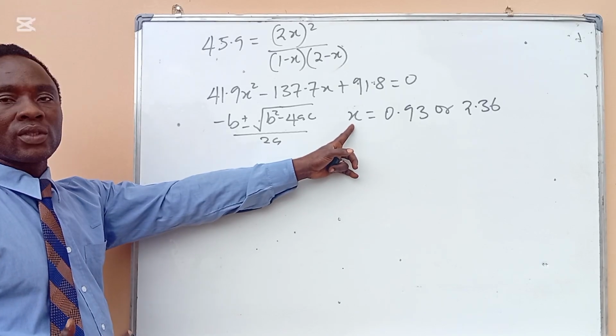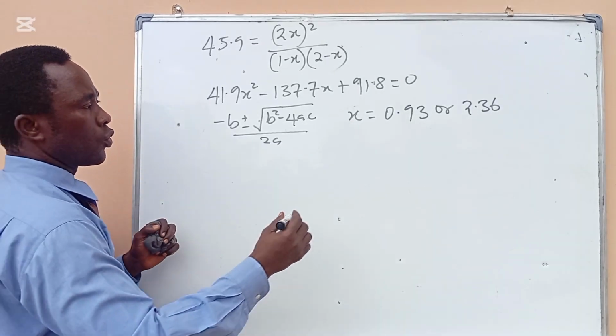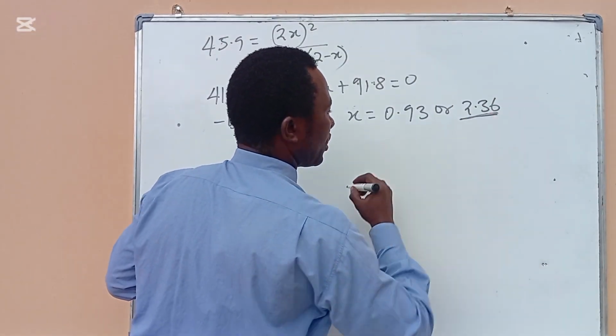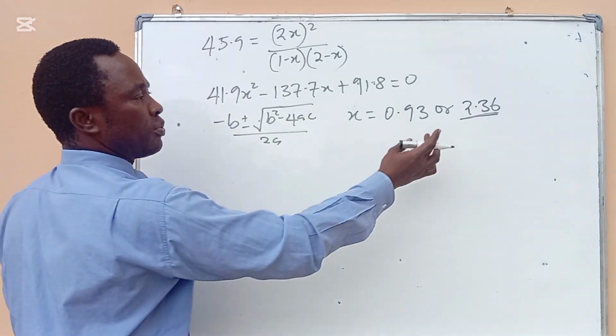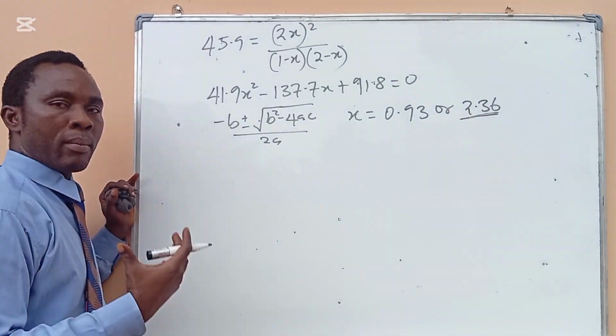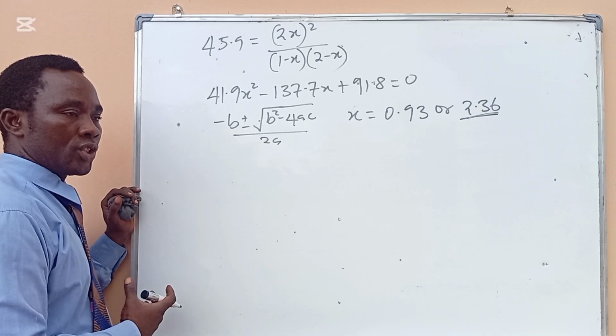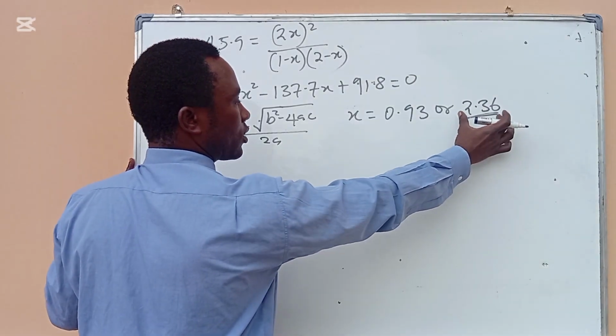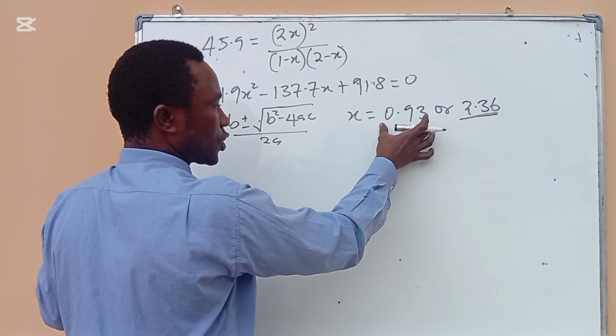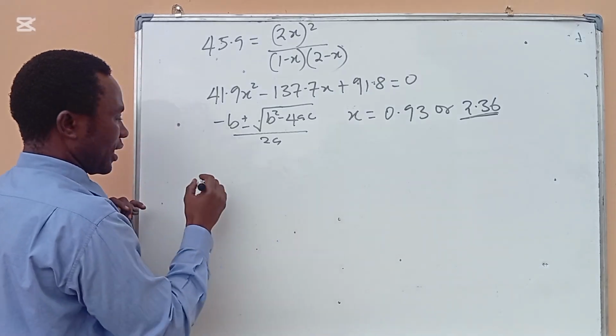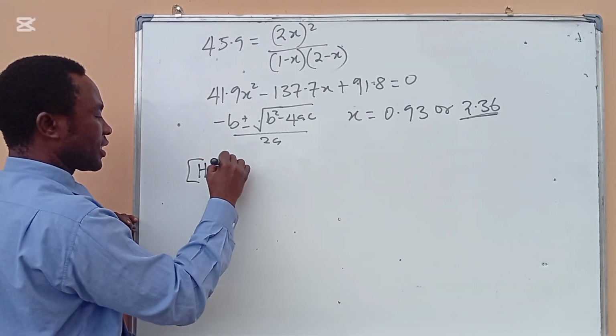Remember, x is the amount that is used. But we will not accept this value of 2.36. Why? Because it is bigger than the starting material. Remember, the starting material is 1 for hydrogen, so it's bigger than 1 for hydrogen. So we accept 0.93.